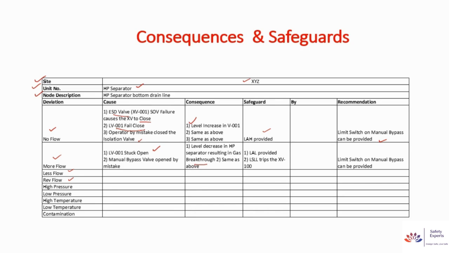So what is the safeguard? One is the alarm, and second we also have a low trip, right? We have a low trip for XB100, so that will safeguard this. So now we have the cause, consequence, and safeguard matrix ready, right?